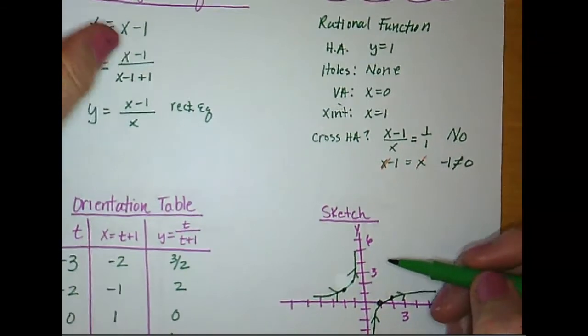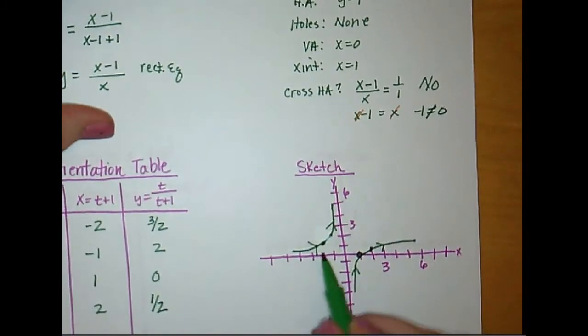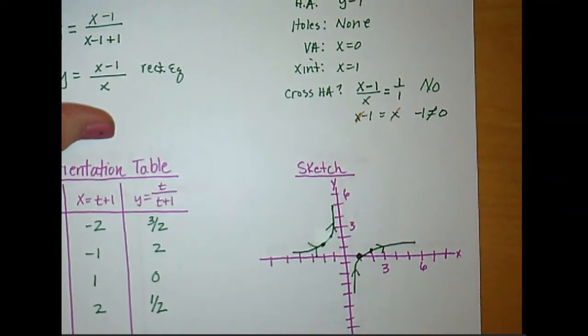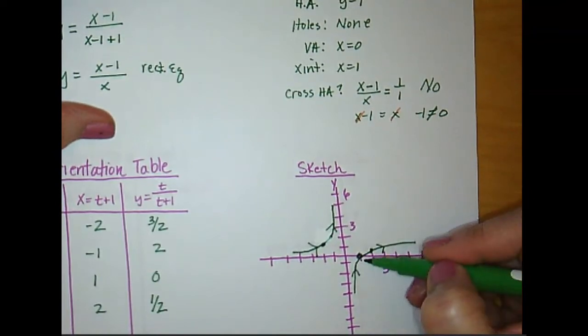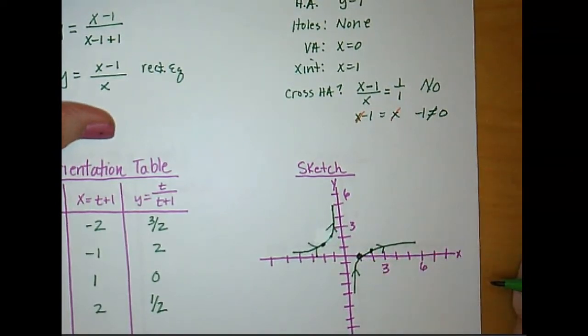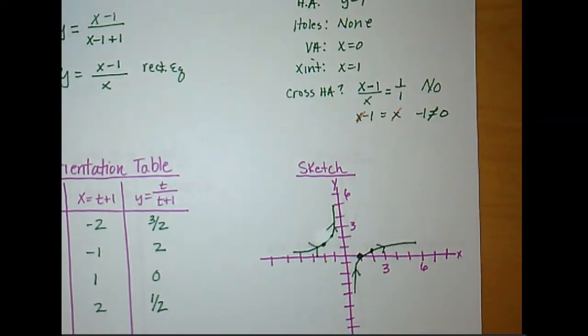Yep, we can see that the horizontal asymptote is happening right in here, if my drawing was a little better, and the vertical is happening there. It did have an x-intercept here, no holes, so it kind of matches up. All right.